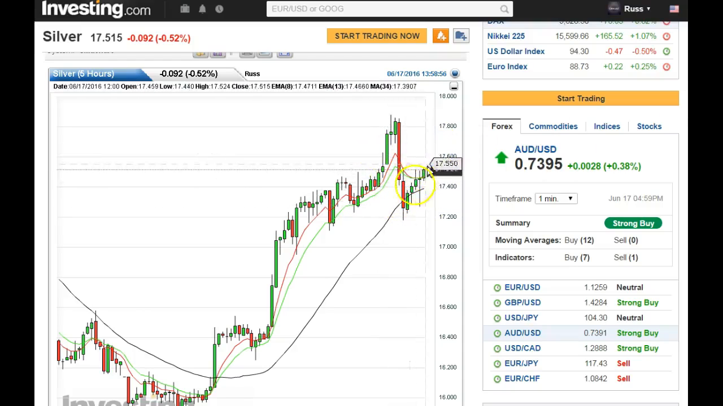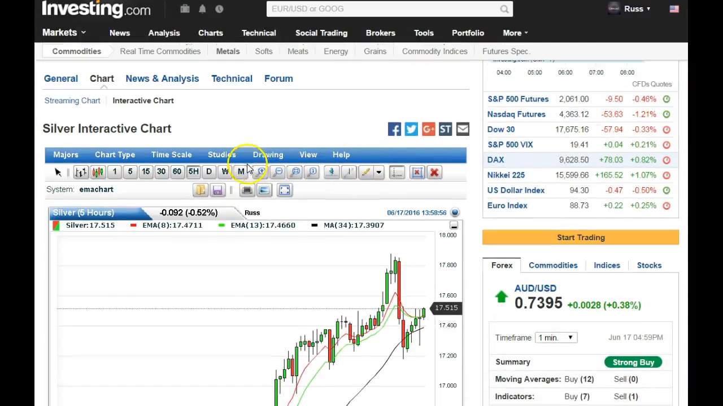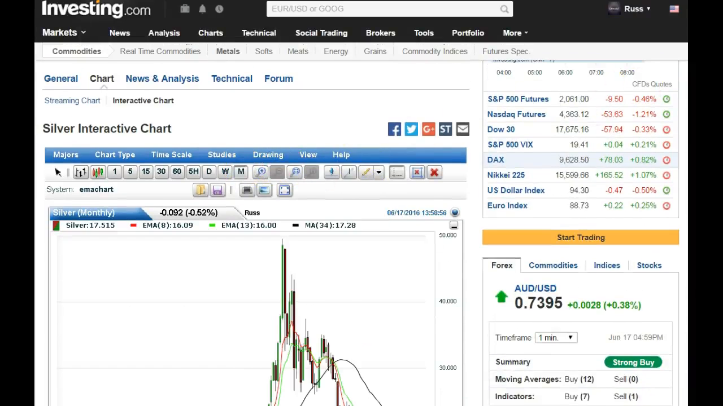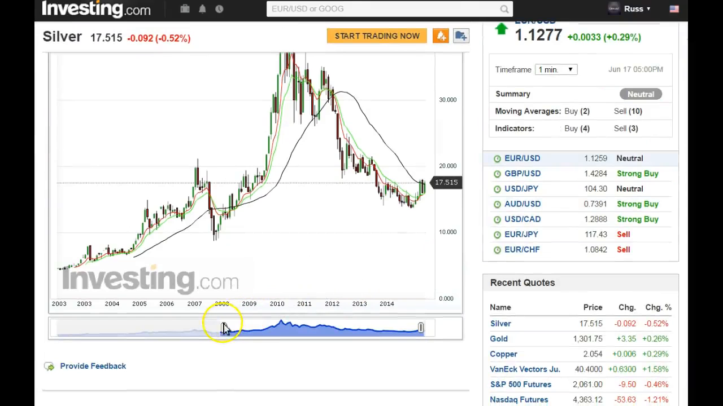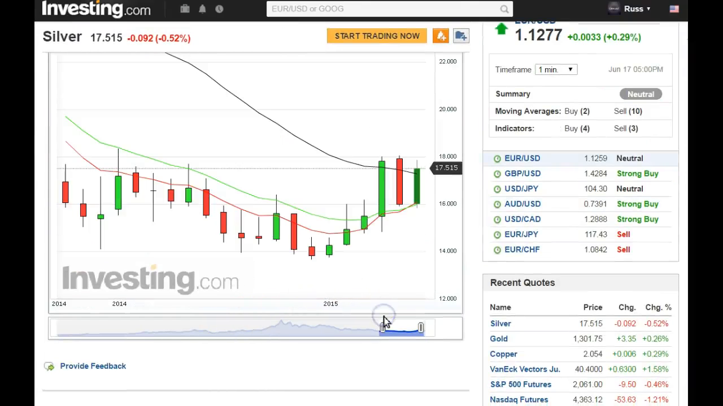Some would call that a bearish flag, but we're above support, so let's keep up there. And we closed on the highs. Let's go longer term. Monthly chart, you can see the 1-2 punch still.